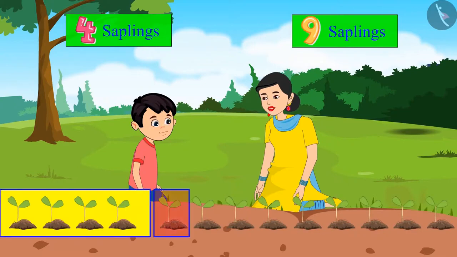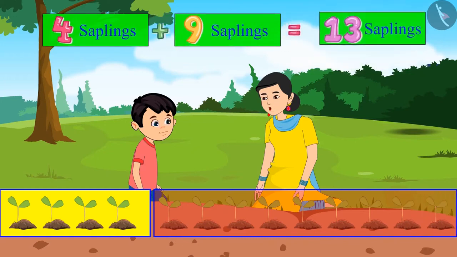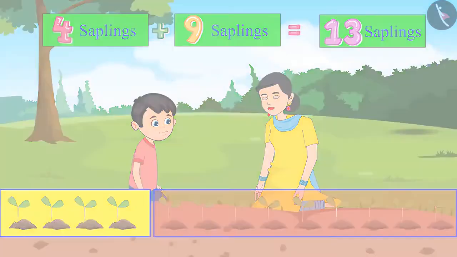And after 4, this is the 5th sapling. This is the 6th. Then 7th, 8th, 9th, 10th, 11th, 12th. 13th. That means we planted 13 plants in total.